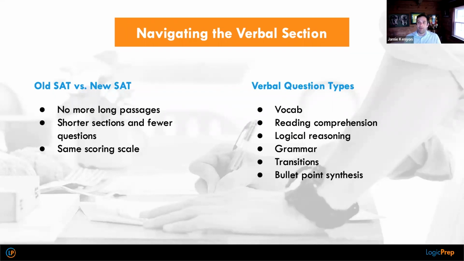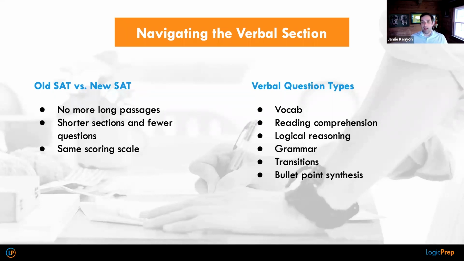The content of the questions has also changed. The verbal section always starts with vocab questions now, where they give you one sentence and they want you to pick the word that best fits the meaning that they're going for in the sentence. It then goes into reading comprehension questions, which are a bit more familiar. However, like we said, there's no long passages, so they'll give you a short passage and give you a question about, like, what's the main idea?